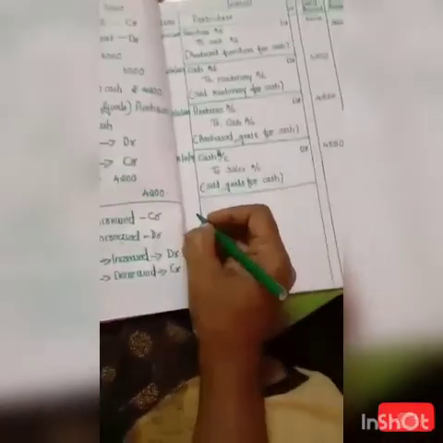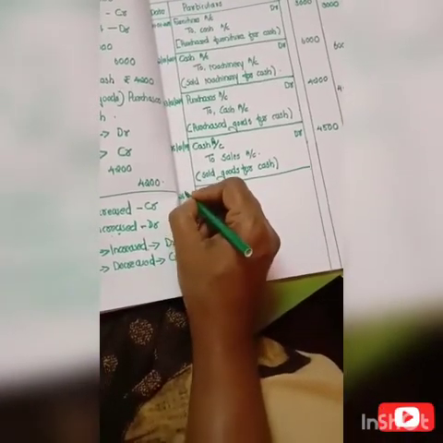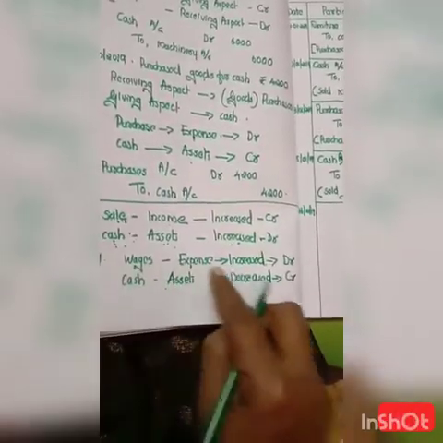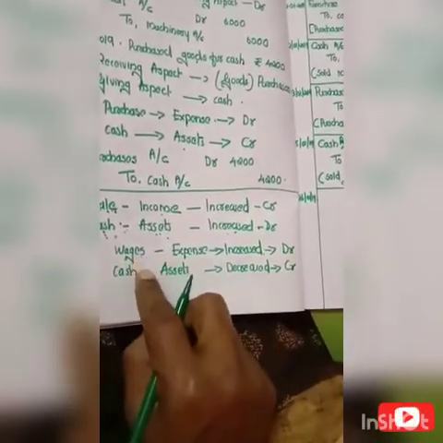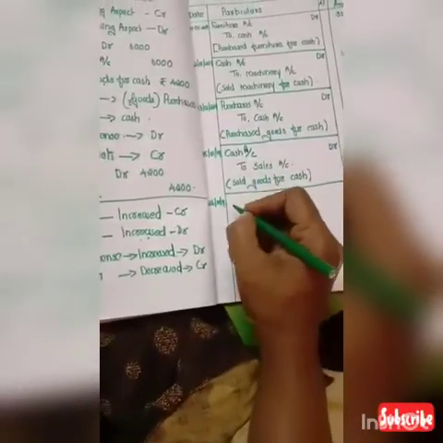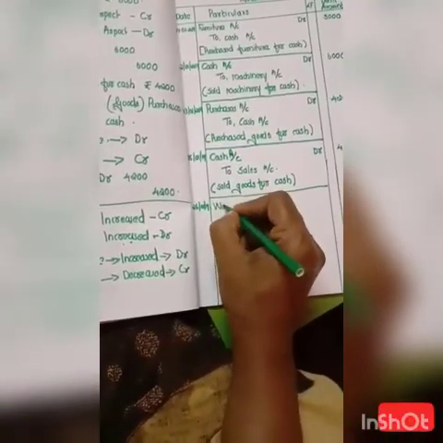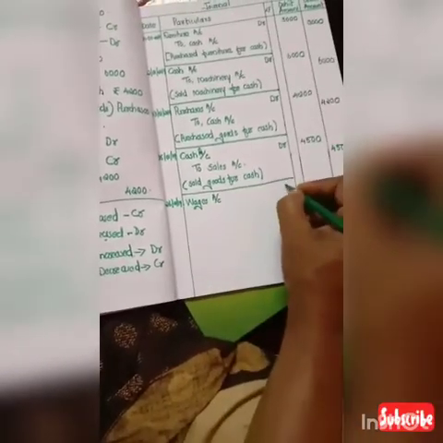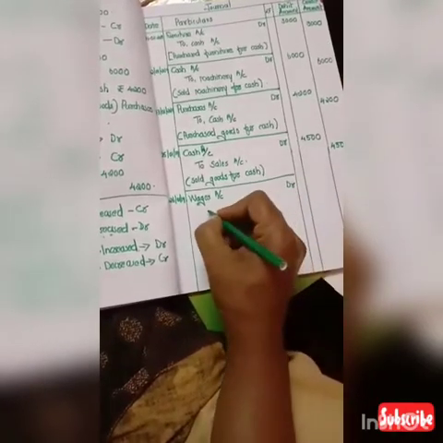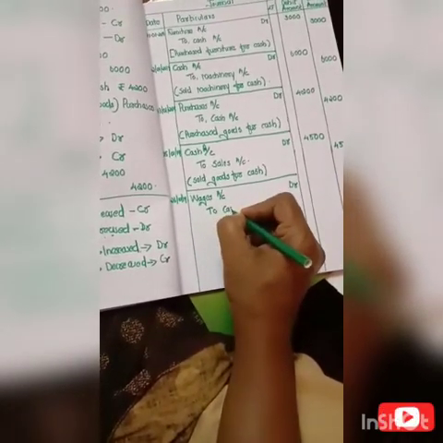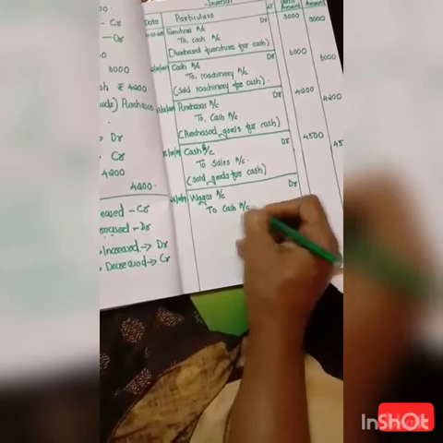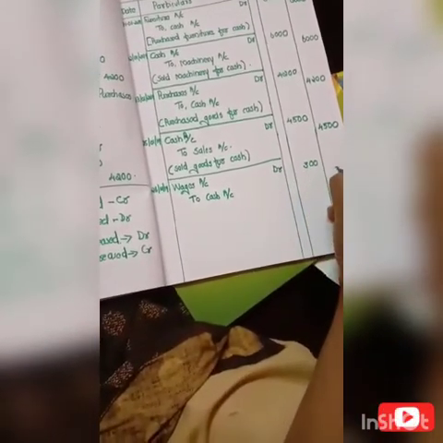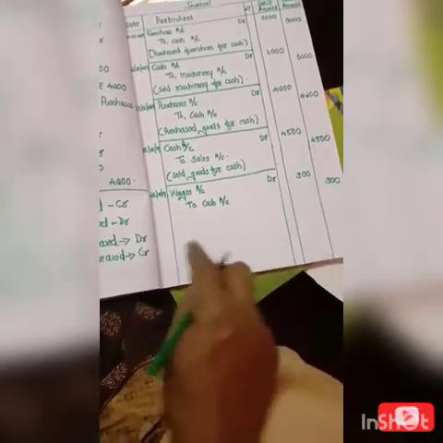So we can write the journal entry as on 26/01/2019, wages debit and cash credit. So we can write the journal entry as wages account debtor to cash account, amount is 300. Wages account debtor to cash account 300.